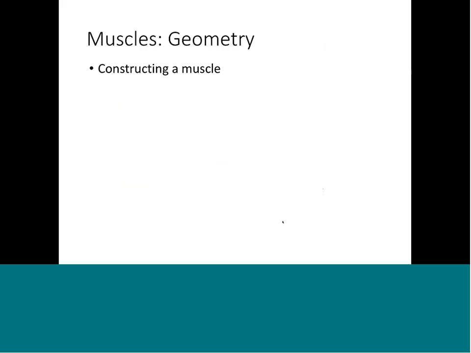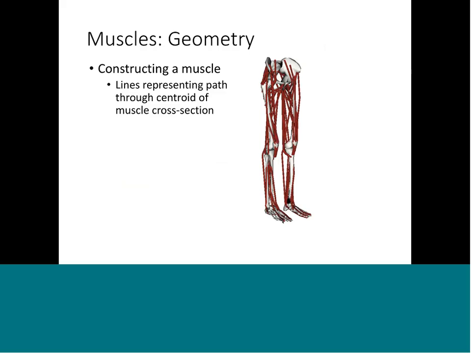To model muscle geometry, we use a one-dimensional muscle path, or a line from the muscle origin to the muscle insertion, that represents the path of the muscle through the centroid of the muscle cross-section. So shown here, we have a snapshot of all of the muscles in the lower extremity in our model.